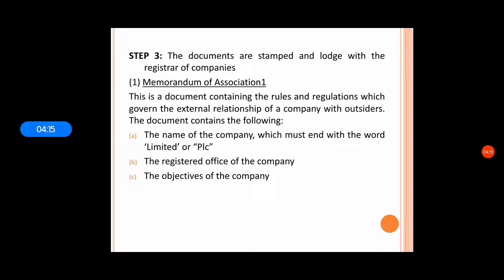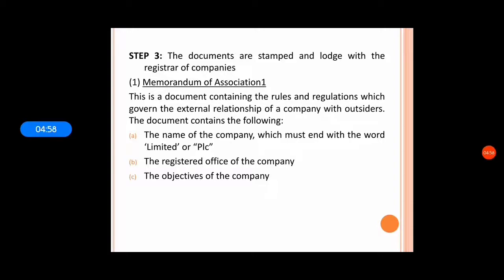Now, this document contains the following. 1. The name of the company, which must end with the word Limited or PLC. Remember, Limited is for private limited liability company, while PLC is for public limited liability company. B. The registered office of the company. Where is the company to be situated? That is the headquarters of the company. Thirdly, C. The objectives of the company. What is the company set out to achieve? What is the company based on?